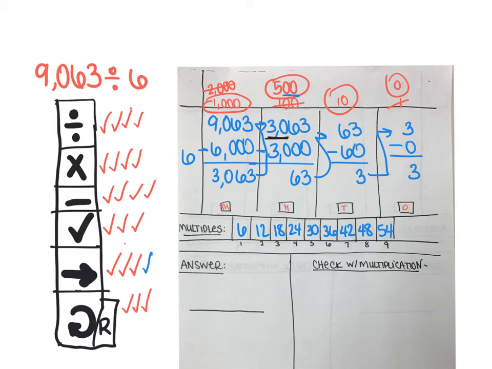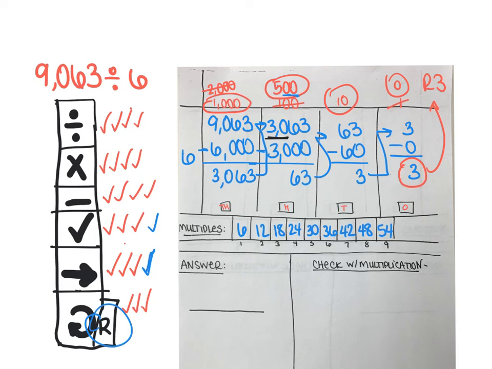And then here's where, instead of repeating, I don't have anything left to repeat. I don't have anything to bring over. This is going to be my remainder. So instead of bringing over, I'm going to be using this as my remainder. So I'm going to make sure to take this 3 and put it up in my answer, so that I don't forget about it.